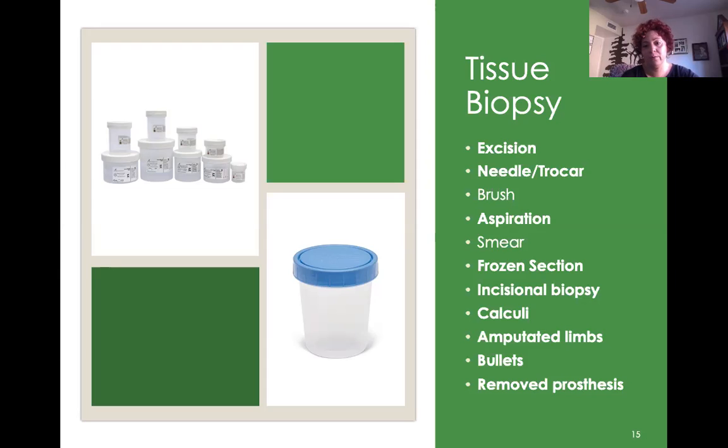Calculi, which are stones, right? With stones, we want to make sure that we don't put them in formalin. They need to go in alcohol because formalin will destroy them. Amputated limbs, bullets, that's always a fun one. And then if we brought them in to remove prostheses, the surgeon might want those sent as well.